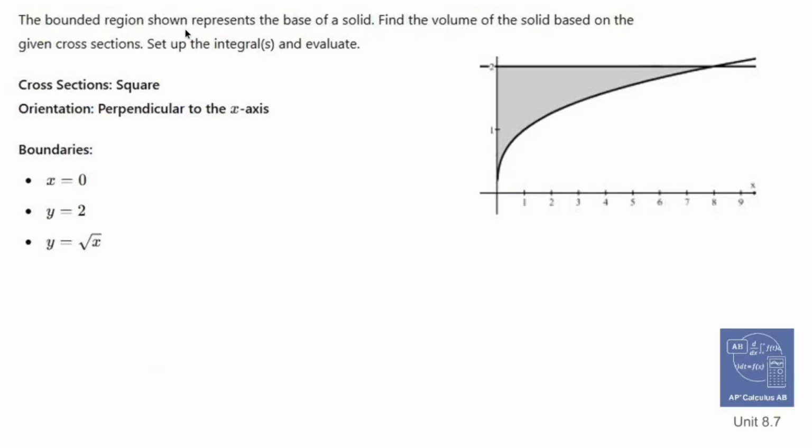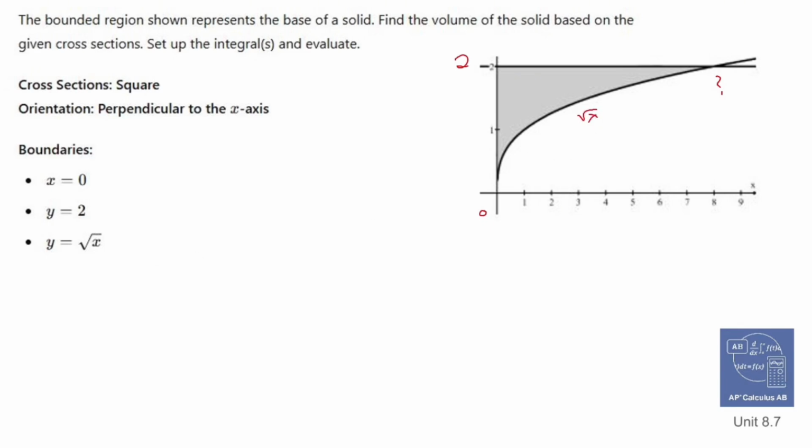The bounded region shown represents the base of a solid. Find the volume of the solid based on the given cross-section. Set up the integrals and evaluate. All right, so we're doing a cross-section of a square, and we're doing this perpendicular to the x-axis. So this is what we need to do. Here are my boundaries: 0, I don't know, we've got y equals 2, we've got the cube root of x.